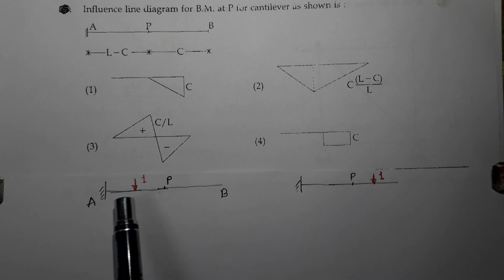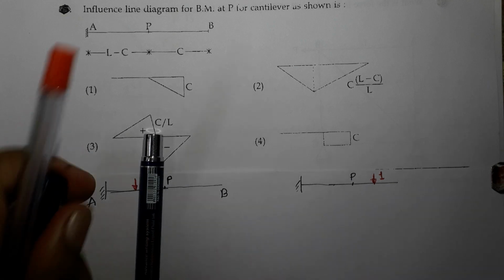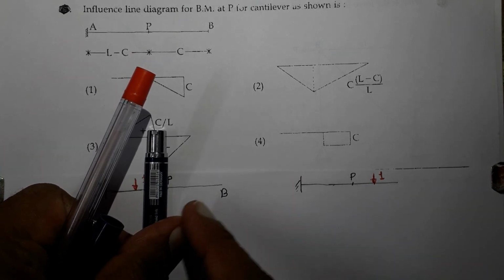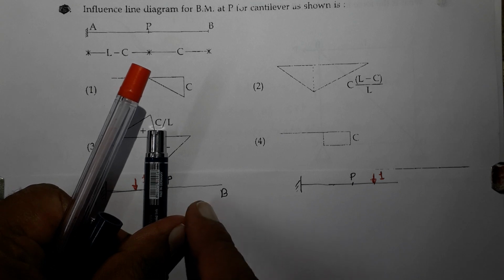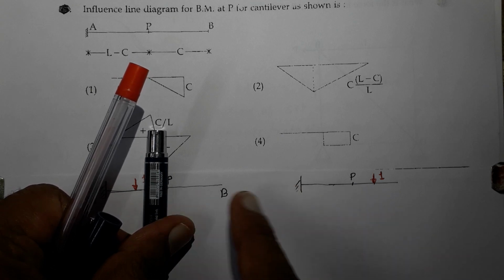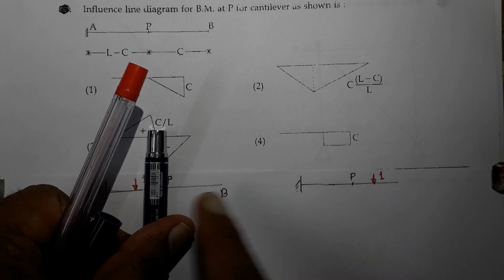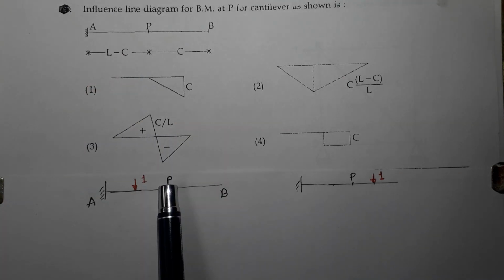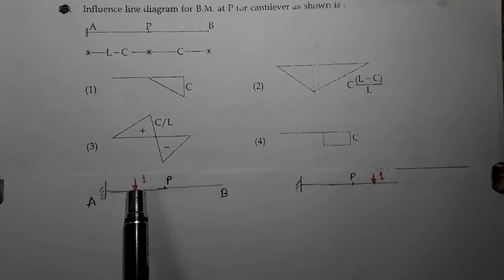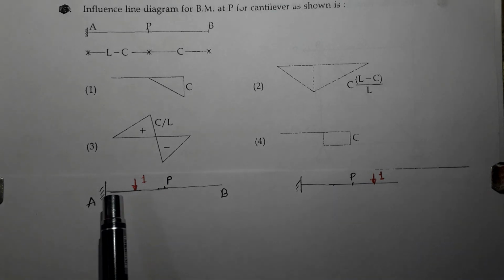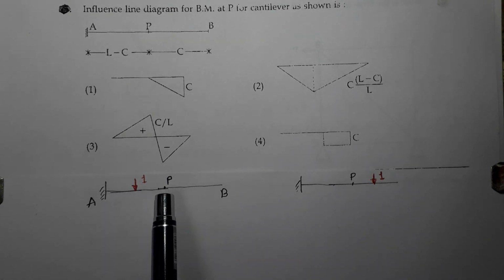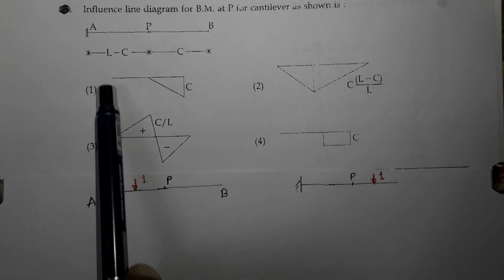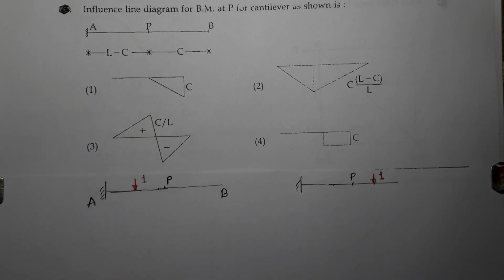Now when the load is to the left of P, I will not be dealing with the left part, I will be dealing with the right part. So when the load is in the left part, the moment at P will be 0 because there is no load to the right. Till the motion of this unit load from A to P, it will not have any moment about P. That is why from A to P it will be a straight line.